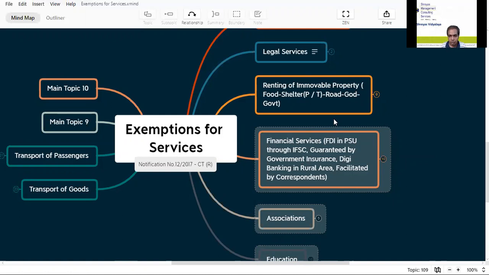Fine. So what are these exemptions talking about? What we are going to discuss is only exemptions for services. For products, if you start discussing, you have to keep on discussing for a year, because there are lots of exemptions. So for services is what we are going to focus on, and that is given in notification number 12/2017. It specifically says that you can focus on service-related exemptions.